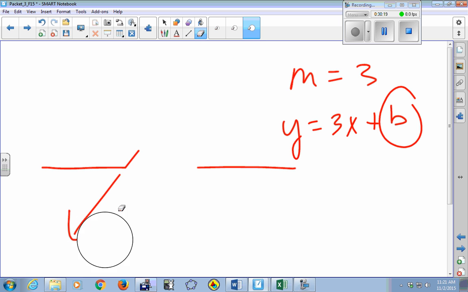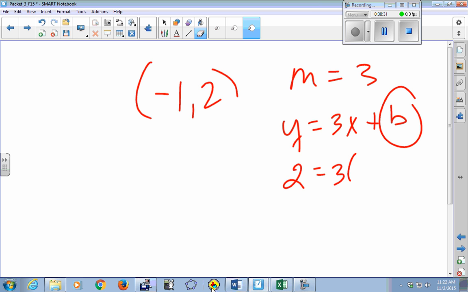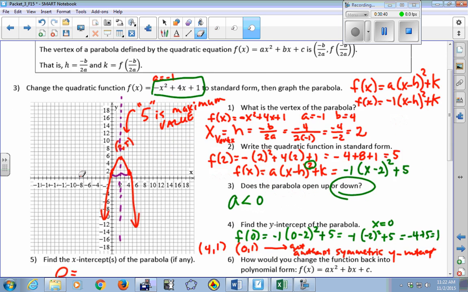I'd need at least a point on the line, right? If I had a point on the line, what would I do? I'd throw it in for y and x, and I'd solve for b. So if I told you it went through -1, 2, you would put 2 in for y and -1 in for x, and voila, you would have b as 5. And you'd be cool, all right? You'd be all set. That never changes.